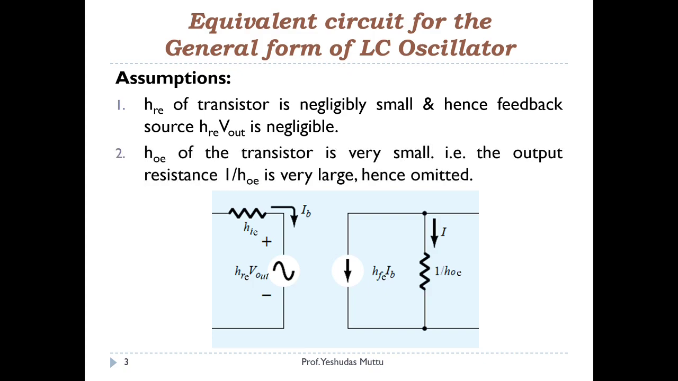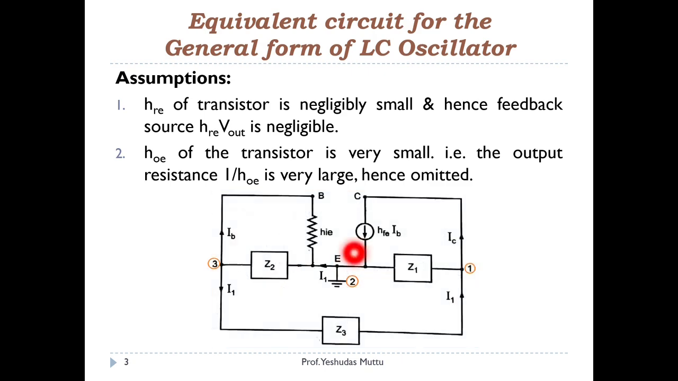Now with these two assumptions, I'm going to remove these, so I'll be left with just hie and hfe IB. I'm going to replace that amplifier box from the previous slide with this circuit. You can see over here it is hie and hfe IB.